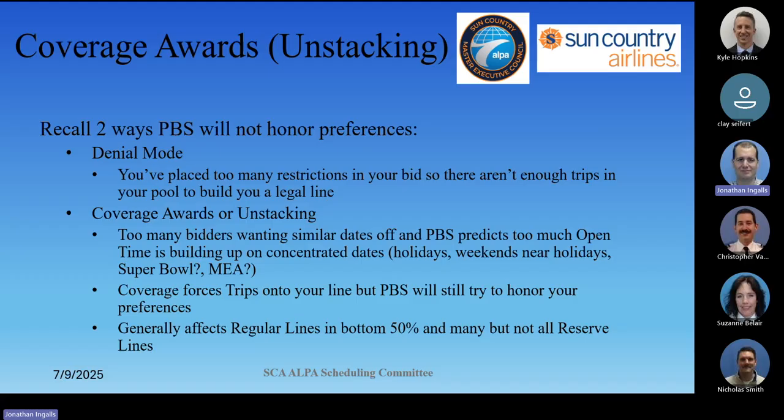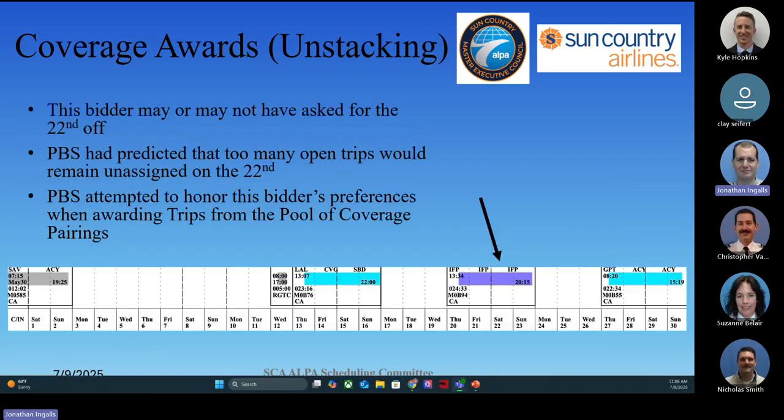So the system says, all right, I'm going to start at the bottom of the seniority list and I need to cover 20 Christmas trips now or something. And it goes to the bottom of the seniority list and just starts assigning pilots to fly on those dates. It unstacks upon you in reverse seniority order. It still tries to honor as many of your preferences as it can as it does it, but it unstacks upon you.